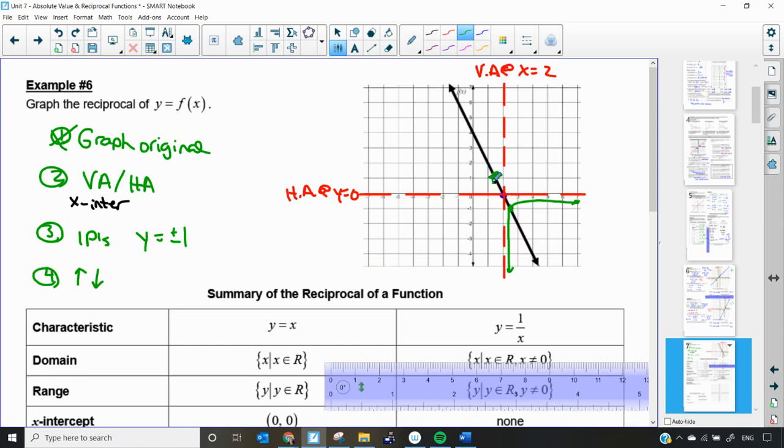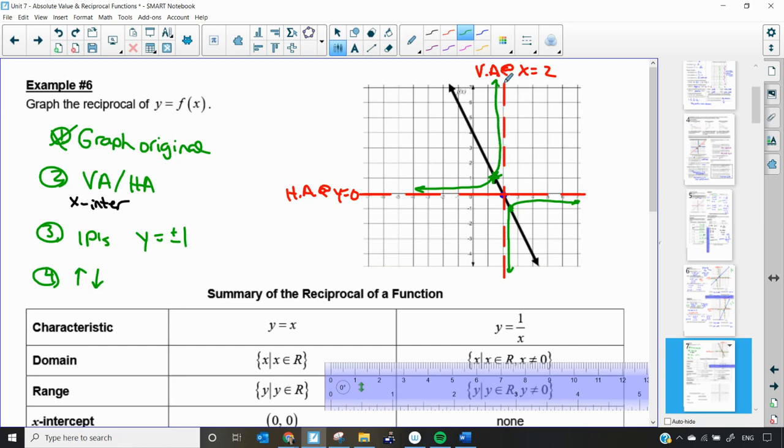And so for this part of the graph here, as my values are getting smaller and smaller and smaller in the positives, my graph is getting smaller and smaller in the positives, so it's approaching that horizontal axis, and then the graph is approaching this way.